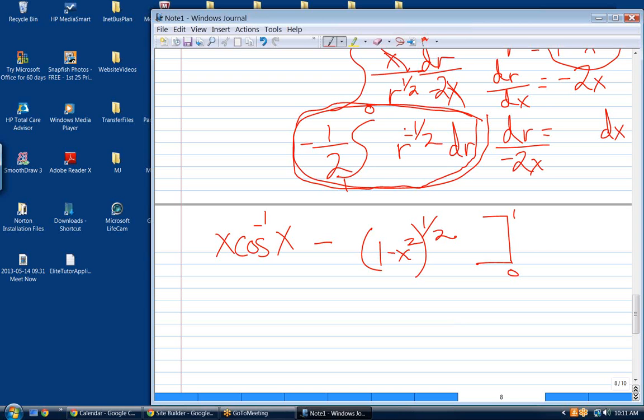To me, it seems like an unnecessary step to figure out the new limits of integration if we're integrating a function of r. Why take that step? We already know the old limits of integration, and it's not that hard to resubstitute 1 minus x squared for r.